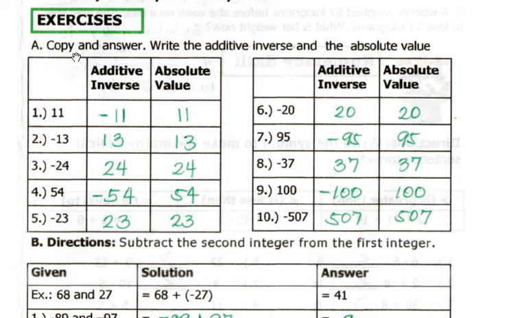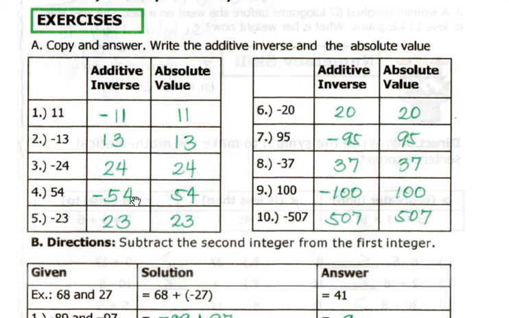Exercise A, copy and answer. So write the additive inverse and the absolute value. For number 1, what's the additive inverse of 11? It's negative 11, and its absolute value is always positive, and it's 11. For number 2, negative 13, additive inverse is 13, the absolute value is 13. And for negative 24, we have 24 and 24.